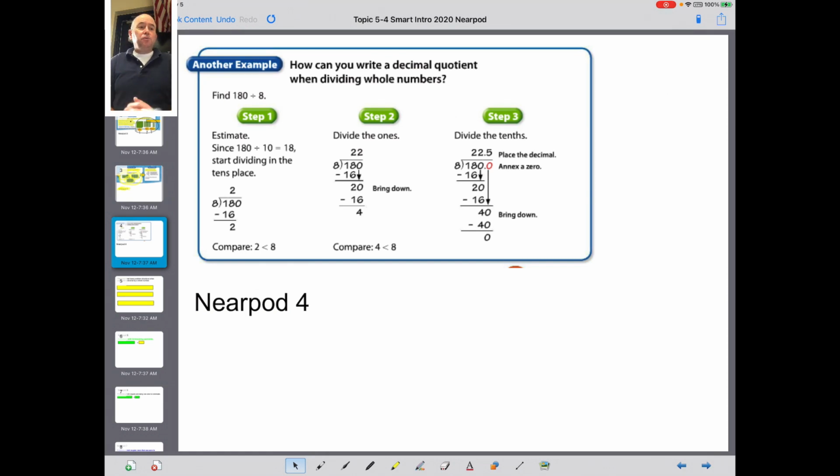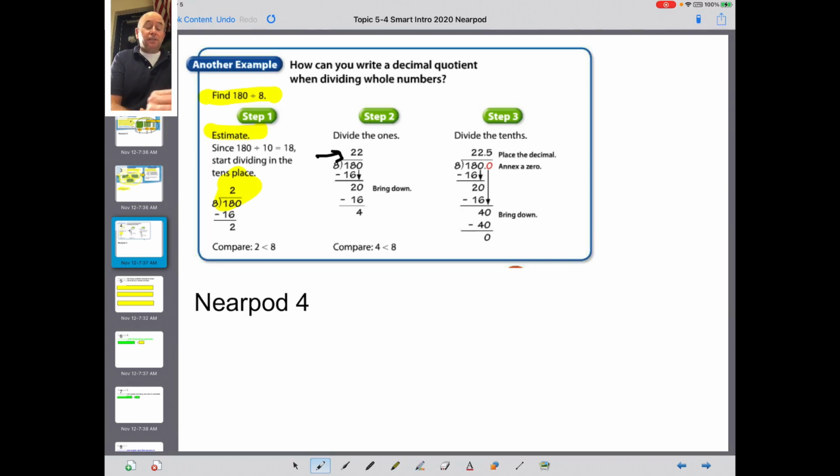Okay, so how can you write a decimal quotient when dividing a whole number? Well, when you look at the first example, they say 180 divided by 8. Okay, step 1 is estimate. They estimate the answer. It looks like they're using the compatible numbers of 8 and 18, or they're estimating 8 into 18, which is 2. So that 2 is actually going to be the starting point for the actual division, which they do.